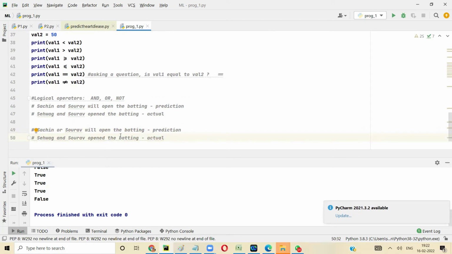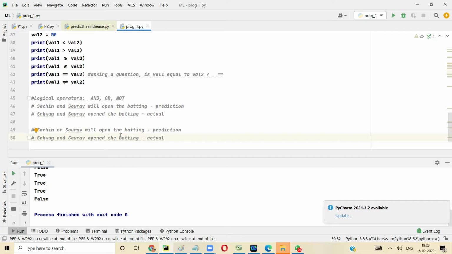Why? Because you said that between Sachin and Saurav, any one can open. I'm not guaranteeing both. I am saying any one person, right? Yeah. Okay.